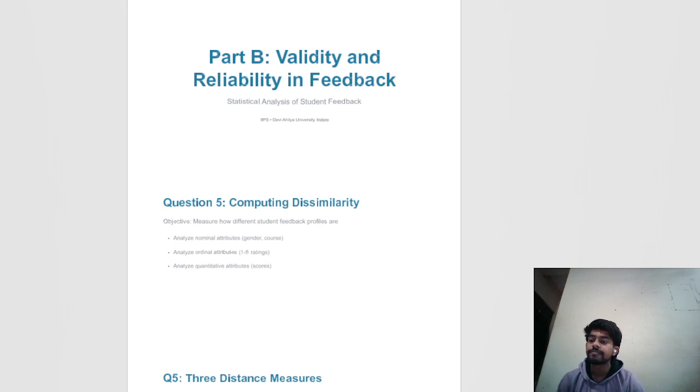Question 5. Let's begin with question 5, which asks us to compute dissimilarity between student feedback profiles. The main objective here is to measure how different two students are across multiple attributes. We need to compare feedback from two students, handle mixed types including nominal, ordinal, and quantitative variables, and apply appropriate distance measures for each.